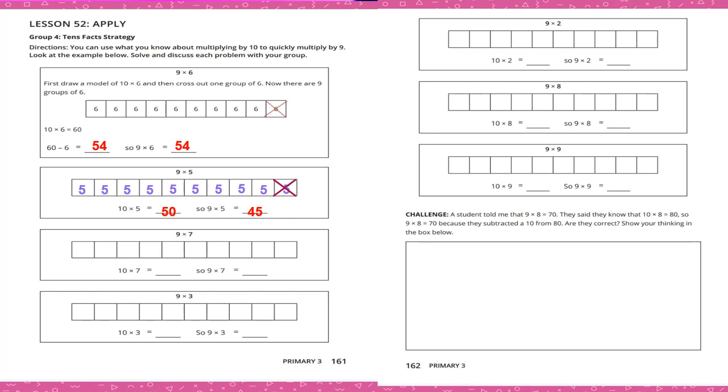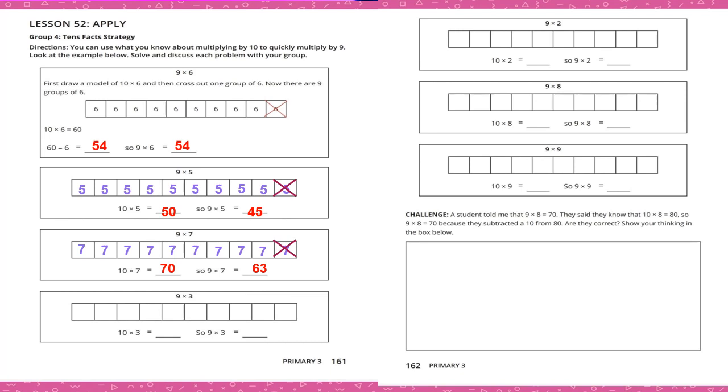9 times 7. We will get 9 times 7 from table 10. 10 times 7 equals 70 and make minus 7 to get the result. Like this. Cancel one 7 or make minus 7. 70 minus 7 equals 63.